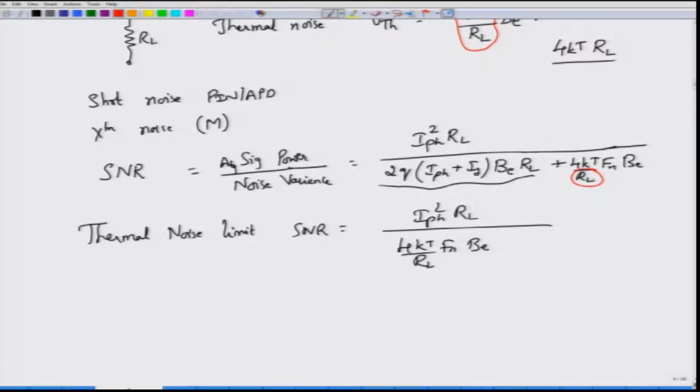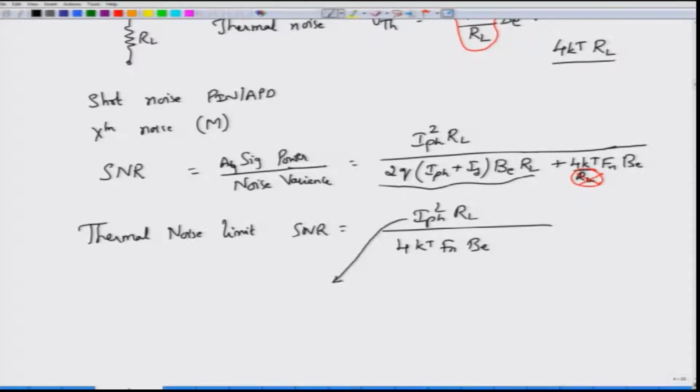So, when I multiply RL by numerator and denominator, I should have removed this, I did not remove it. So, now I am going to remove it and then go back to the expression for thermal noise limit. So this RL is not here. Let me remove this one from the consideration. Okay. So, this is your thermal noise limit, the signal to noise ratio.